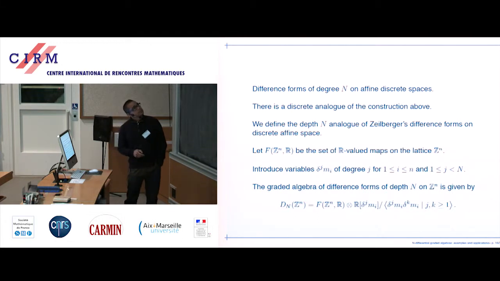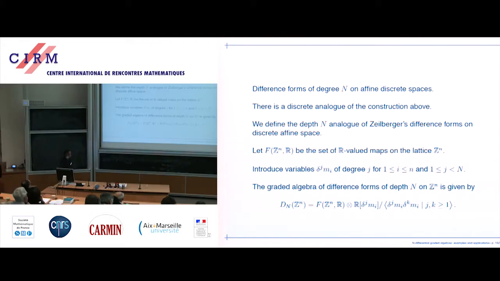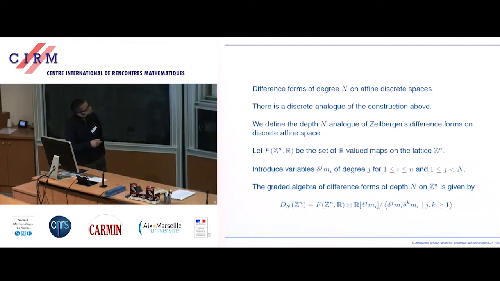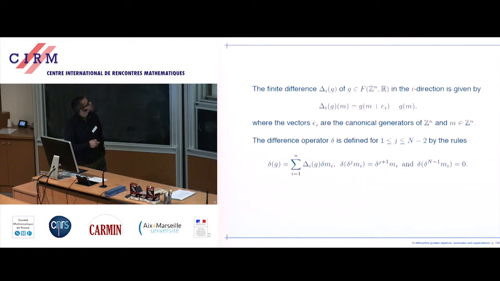Well, this is a discrete version of the previous example. This is not exactly an example, in the sense that the Leibniz rule is also modified, but it's similar in feeling. I don't think I have the time to explain many details. But you can discretize everything in the previous example, and this generalizes the difference forms constructed by Seiberger. Well, there are some formulas there.